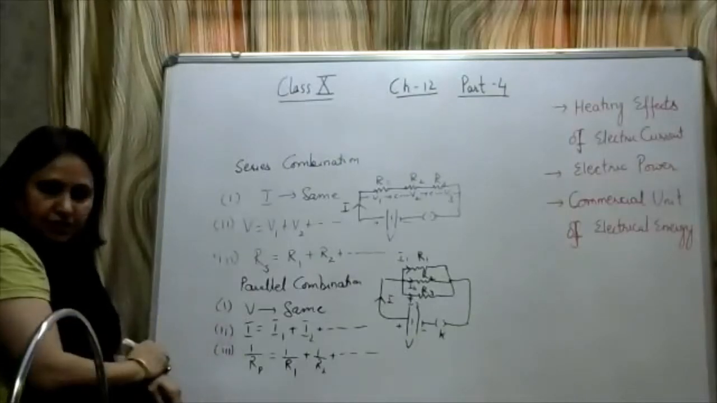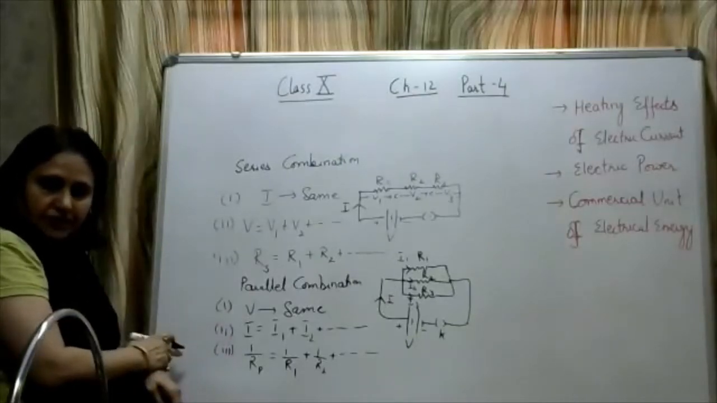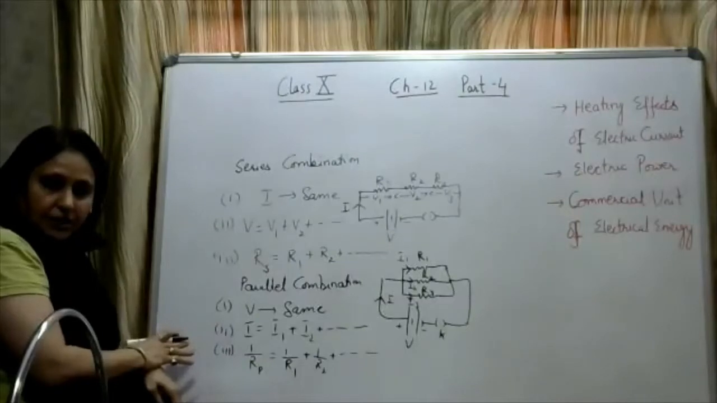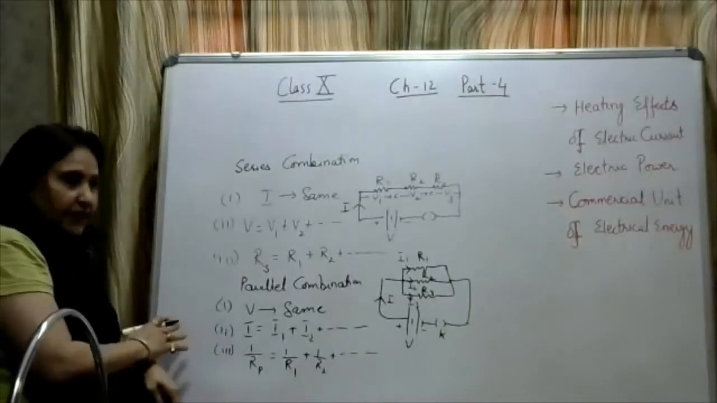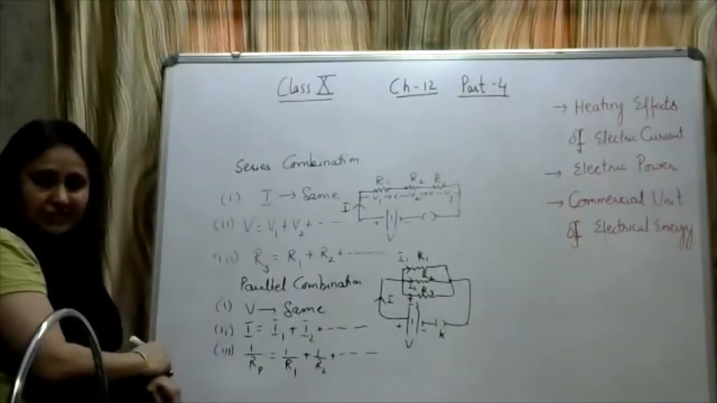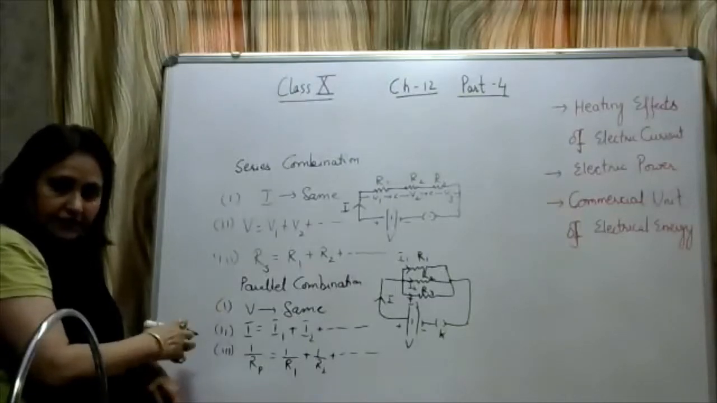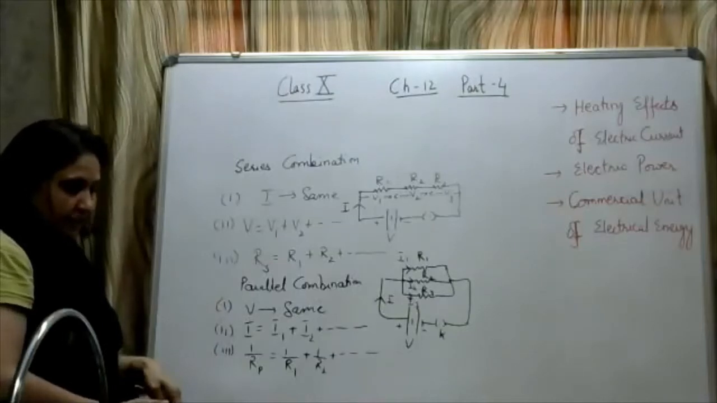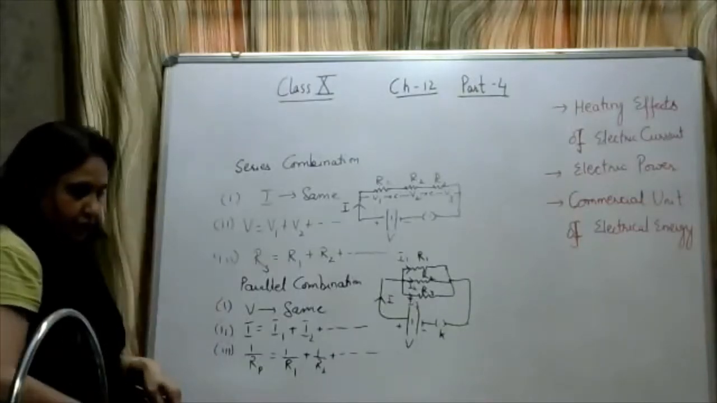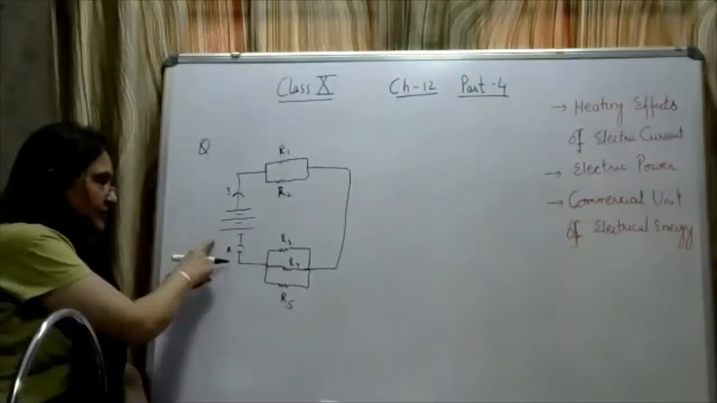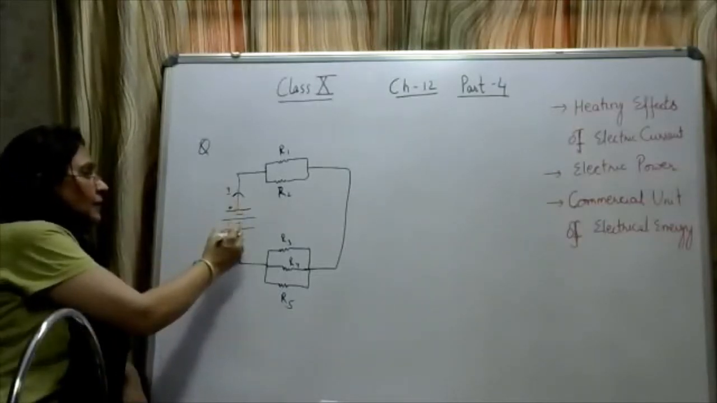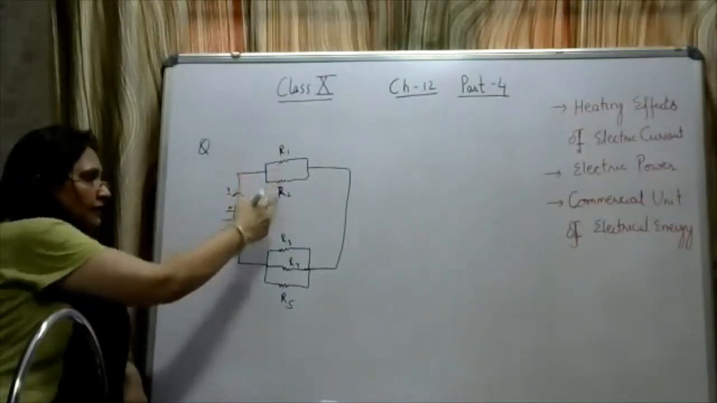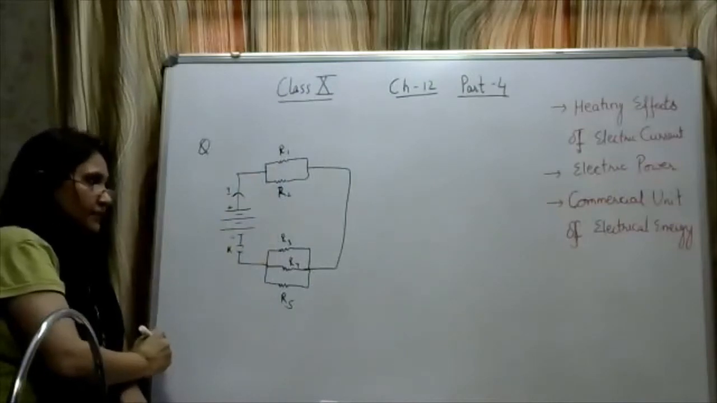We have done a few questions based on series combination and then on parallel combination. Now in the circuit diagram, there can be a combination of the series and parallel. That is, some of the resistances connected in series, some of the resistances connected in parallel. Let us do a few questions based on it. This is a circuit diagram in which there are 5 resistances connected in this manner.